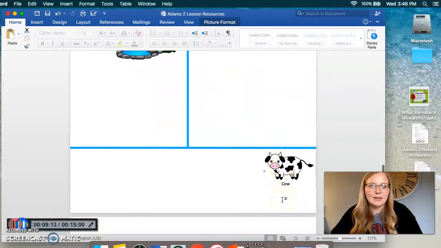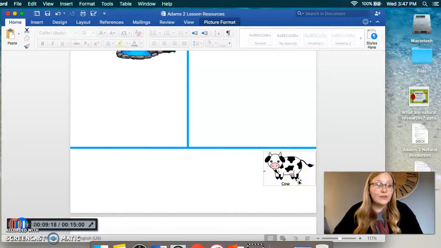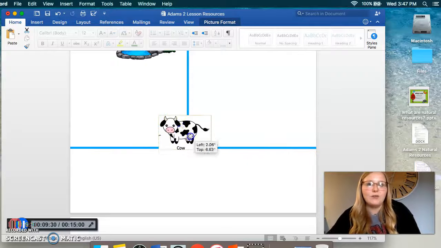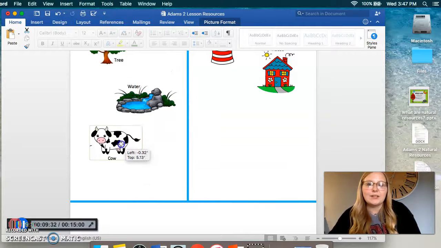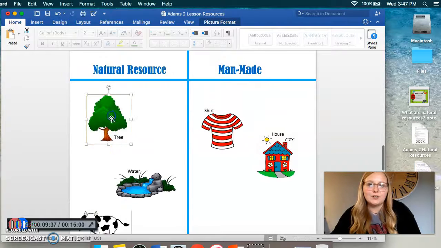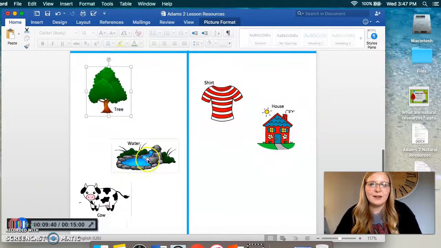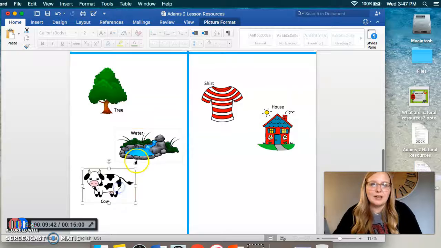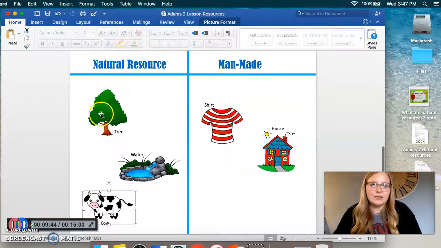Okay, our last one is a cow. We know that a cow is a living thing, but did we create a cow? No. Cows live in nature on their own, so we know that a cow, which is an animal, is a natural resource. We didn't create a cow. It is born into nature itself. So here are a couple examples of natural resources and man-made resources.